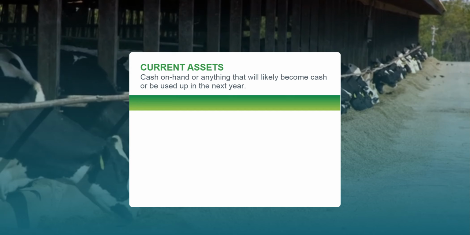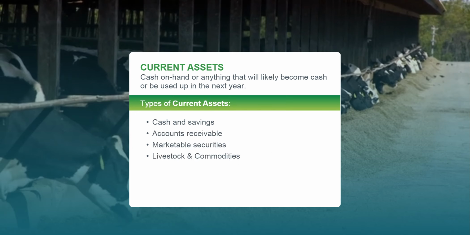Current assets are cash on hand or anything that will likely become cash or be used up in the next year. Current assets include cash and savings, accounts receivable, marketable securities, livestock and commodities, investment in growing crop, and prepaid expenses and supplies on hand.